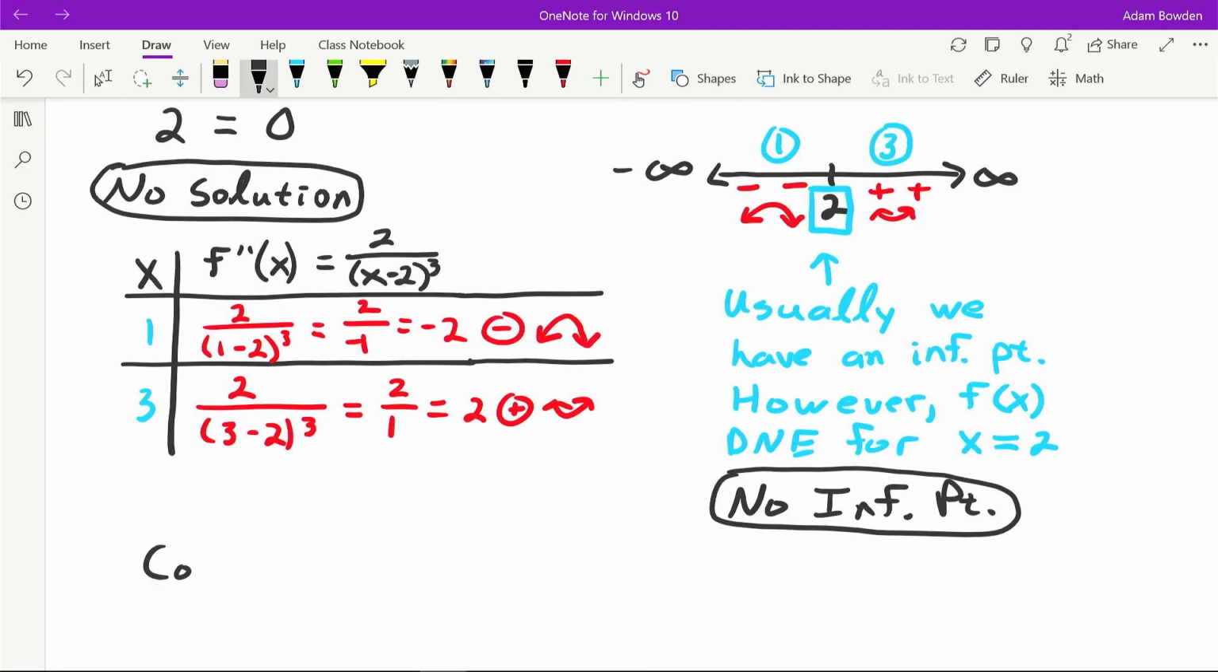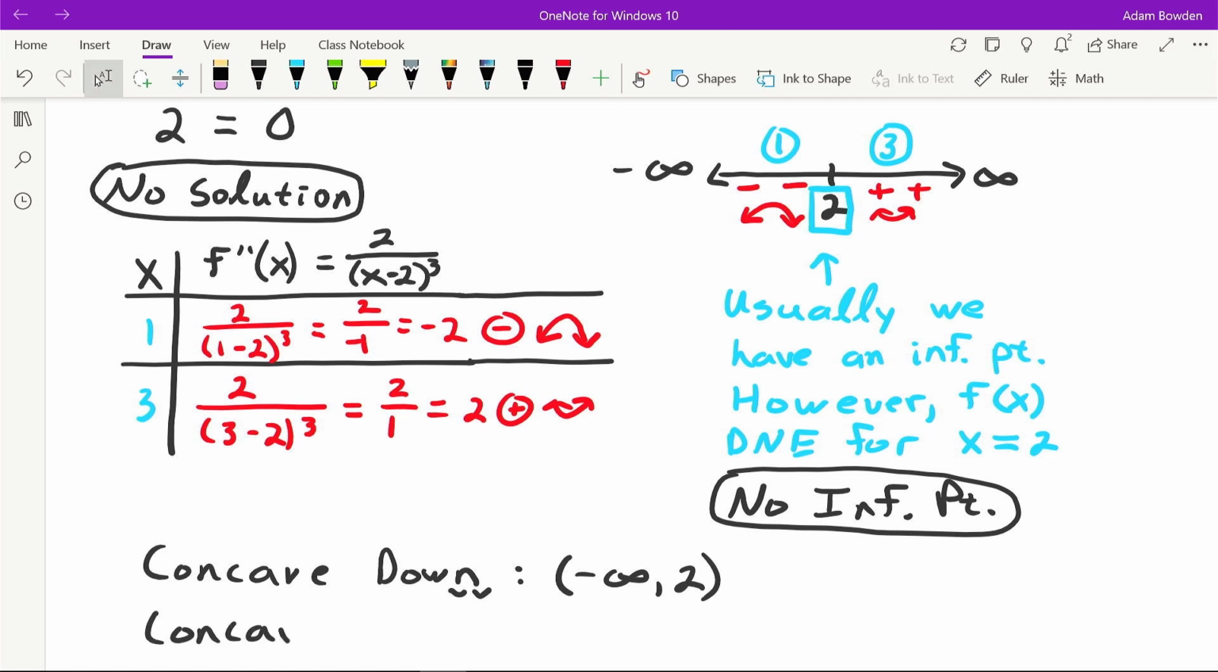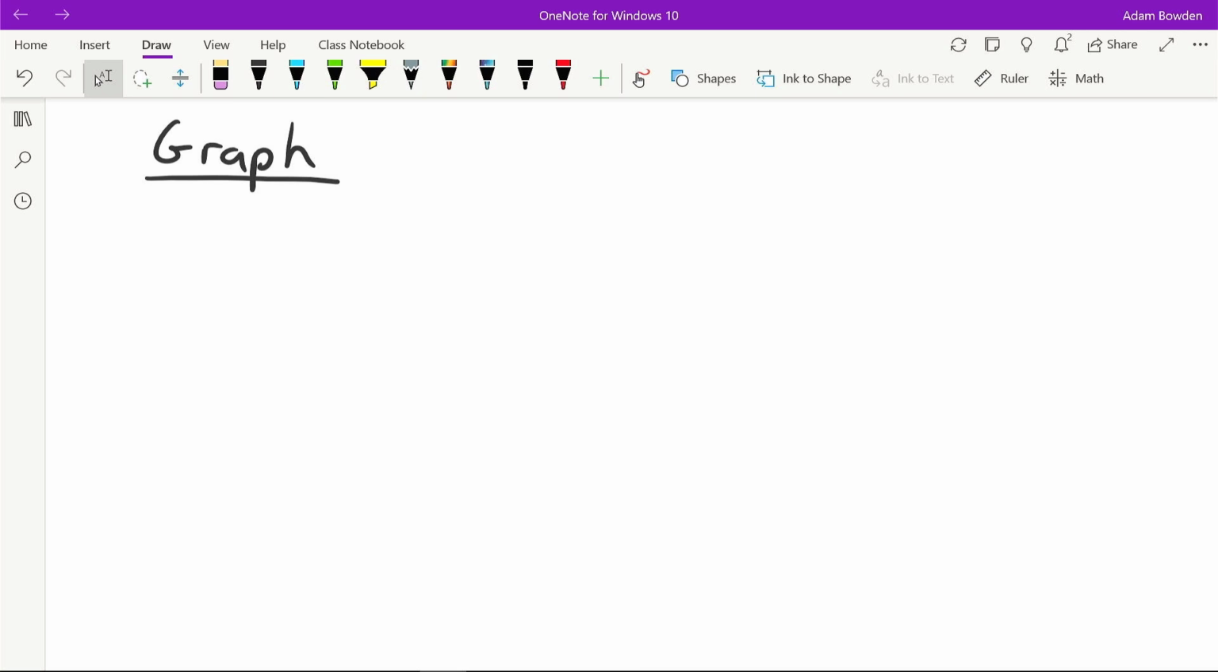I will write down here that this thing is concave down on the interval from negative infinity to 2, and this thing is concave up on the interval from 2 to infinity. Once I get all this information down, we're ready to draw something for it. So let's do that here.